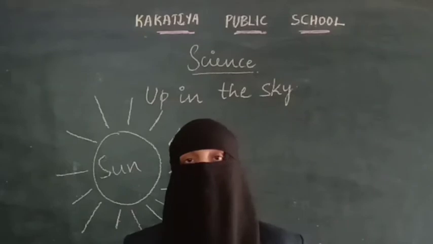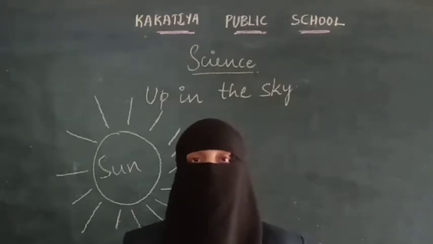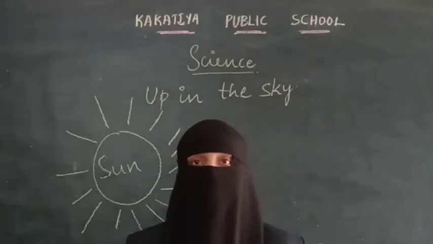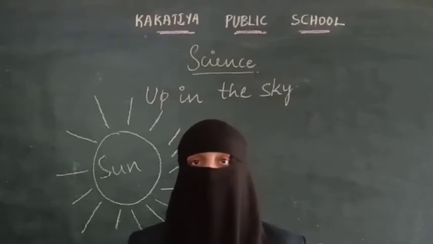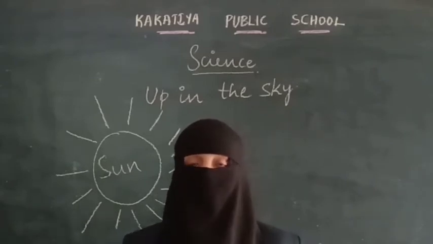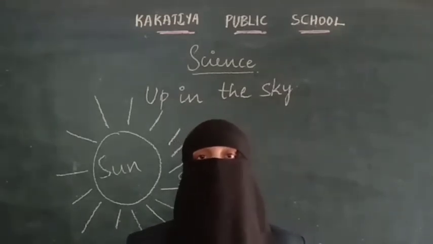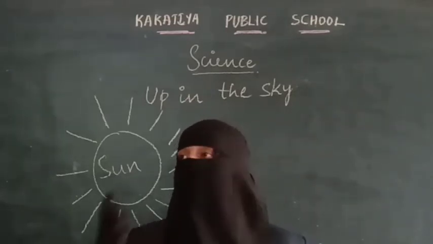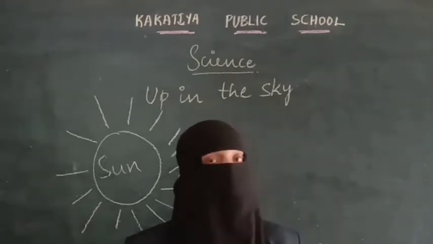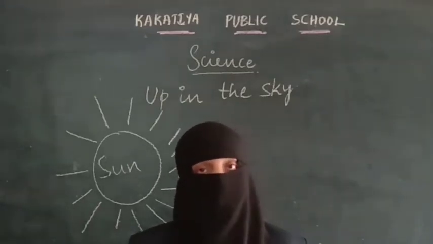The sun is present in the sky. The sun gives us light and heat. The sun has a lot of heat, it is very hot, so no one can go near the sun. And as we know, earth is very far from the sun. The sun is one star. It has its own light. All the planets revolve around the sun. Because of the sun only, we are able to see things in the daytime. If there is no sun, we cannot see anything in the daytime.